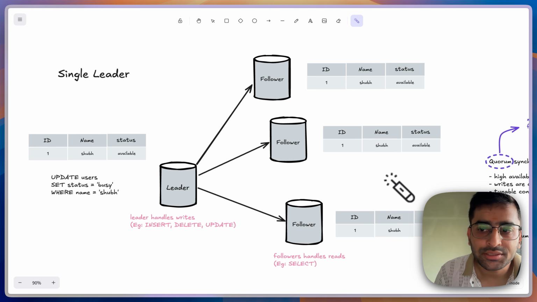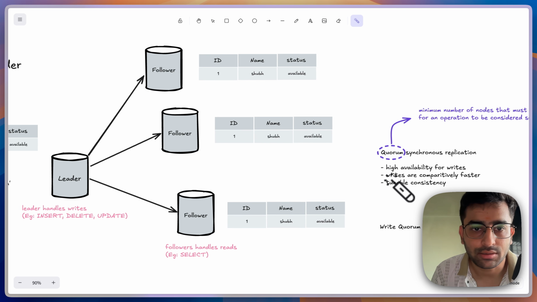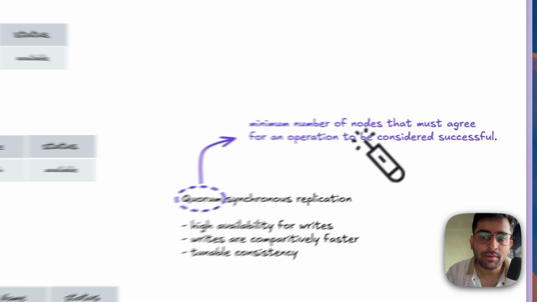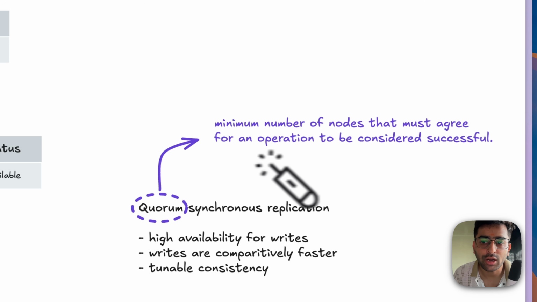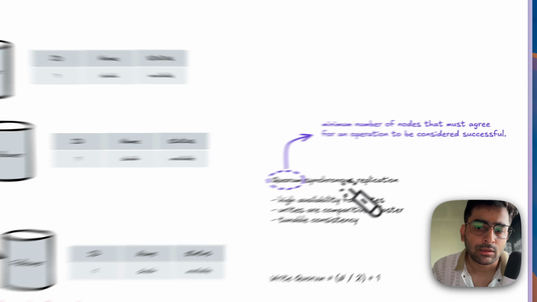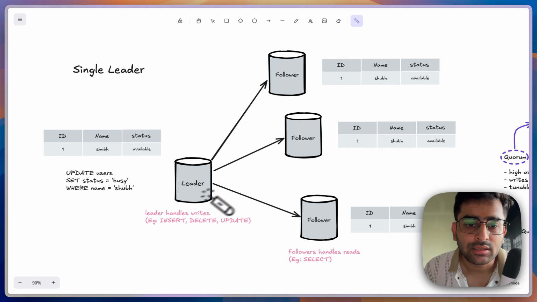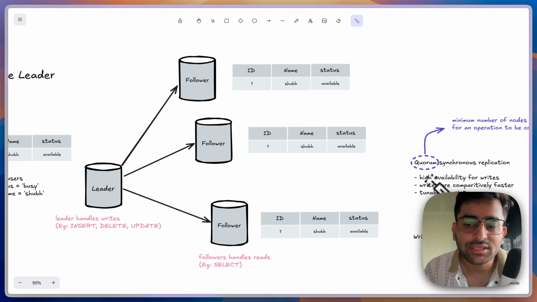Now the third one is quorum synchronous replication. Quorum means the minimum number of nodes that must agree for an operation to be considered successful. By the way, this is almost similar to strictly synchronous replication. The only difference is this word. In strictly synchronous replication, the leader was waiting for all the followers to give the acknowledgement, but in quorum synchronous replication, we wait for a quorum number of followers to give the acknowledgement.